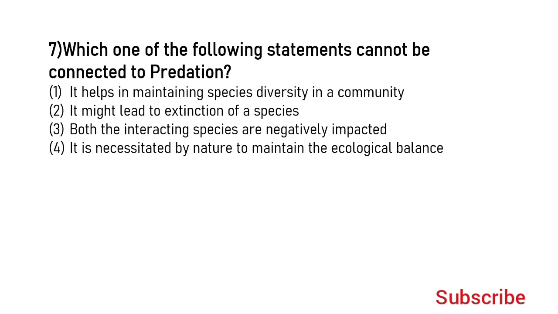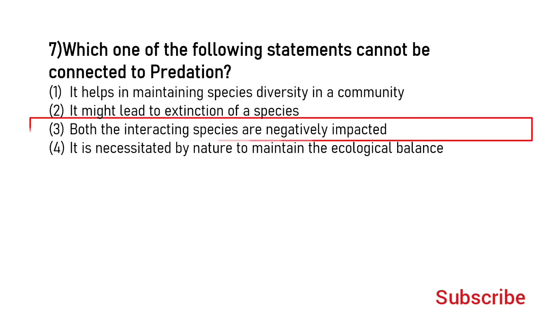Next question. Which one of the following statements cannot be connected to predation? First, it helps in maintaining species diversity in a community. Second, it might lead to extinction of species. Third, both the interacting species are negatively impacted. And fourth, it is necessitated by nature to maintain the ecological balance.